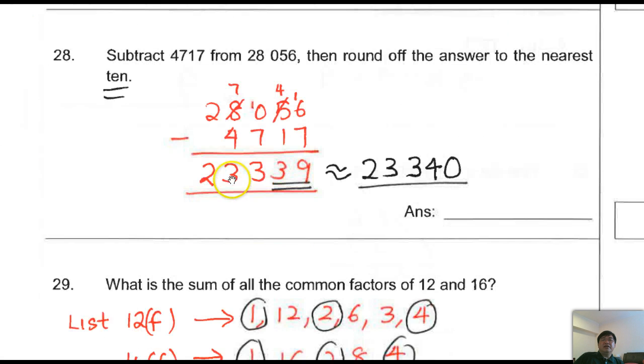Okay, let us see over here. Subtract this first. Subtract, you get 2, 3, 3, 3, 9. Okay, then you round off to the nearest 10. Nearest 10 involves 39. 39 is nearer to 40 than to 30. So it's 2, 2, 2, 3, 3, 4, 0.